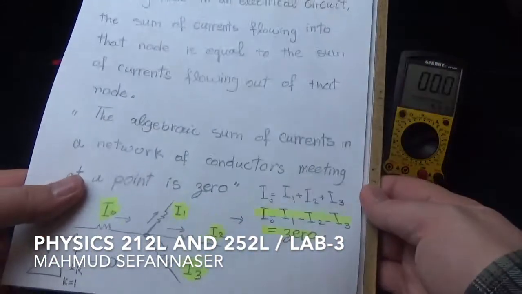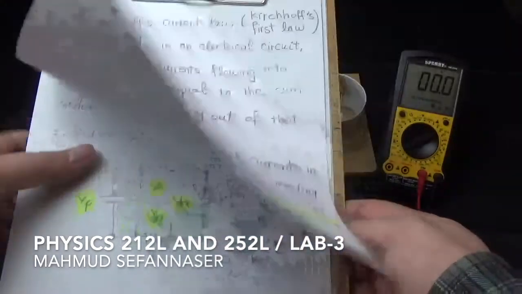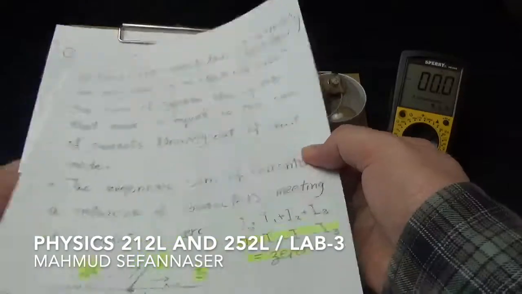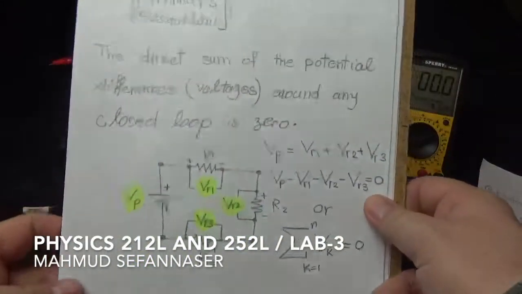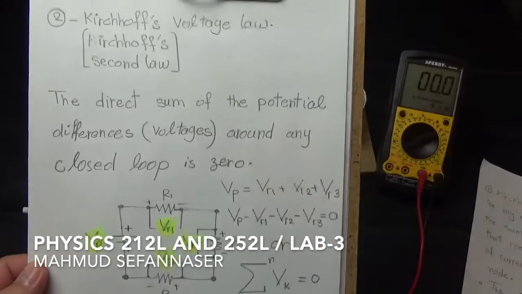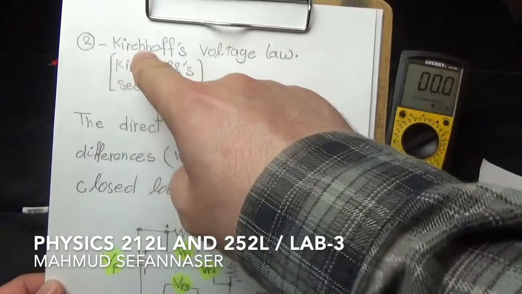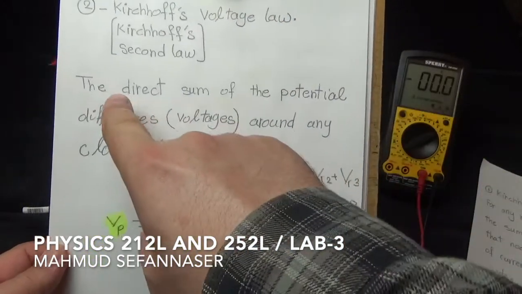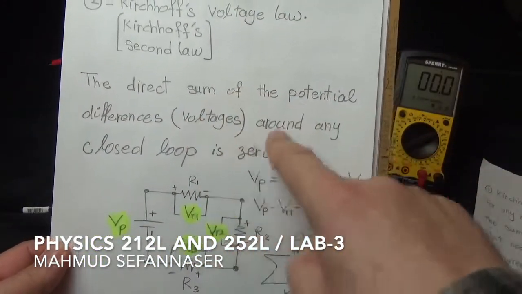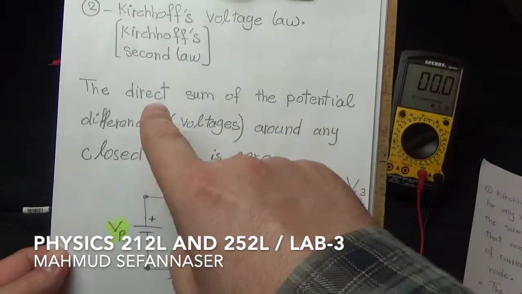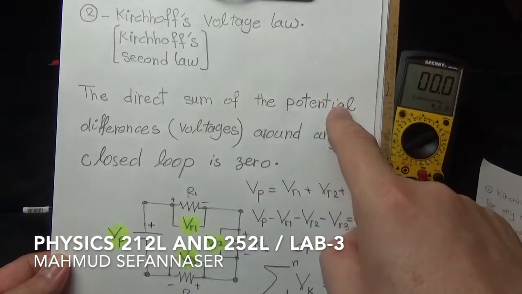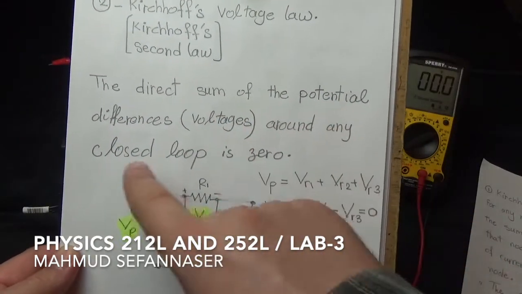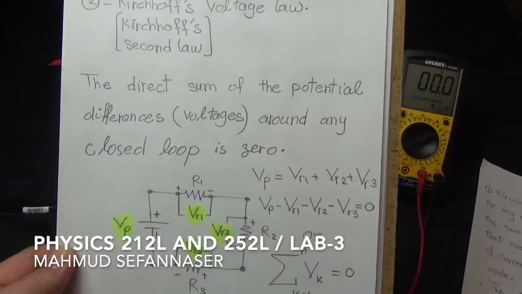What we are going to do now, guys, is move to explain Kirchhoff's second law. So this is Kirchhoff's second law, and as you can see, we can call it Kirchhoff's voltage law. Here we can see the definition for Kirchhoff's voltage law. It states that the algebraic sum of the potential differences, which are the voltages, around any closed loop is 0.